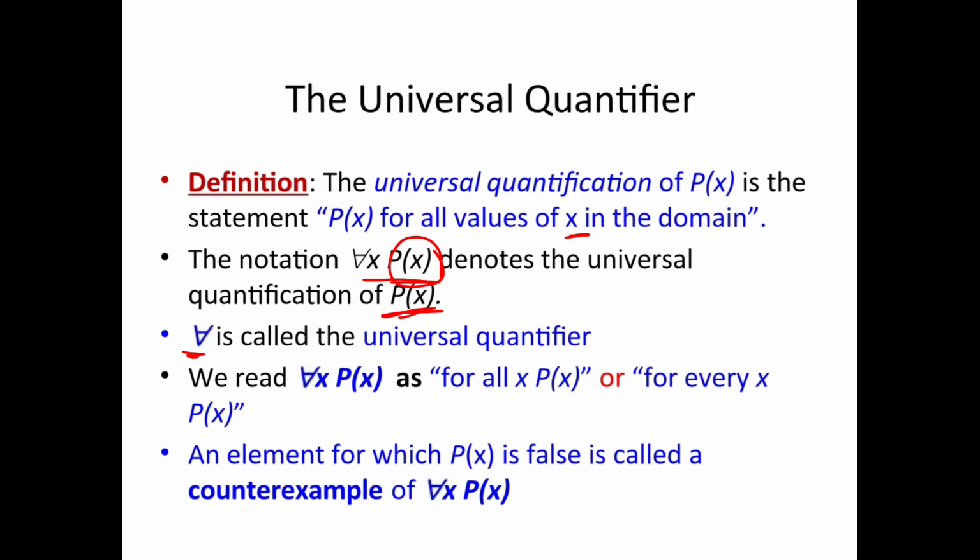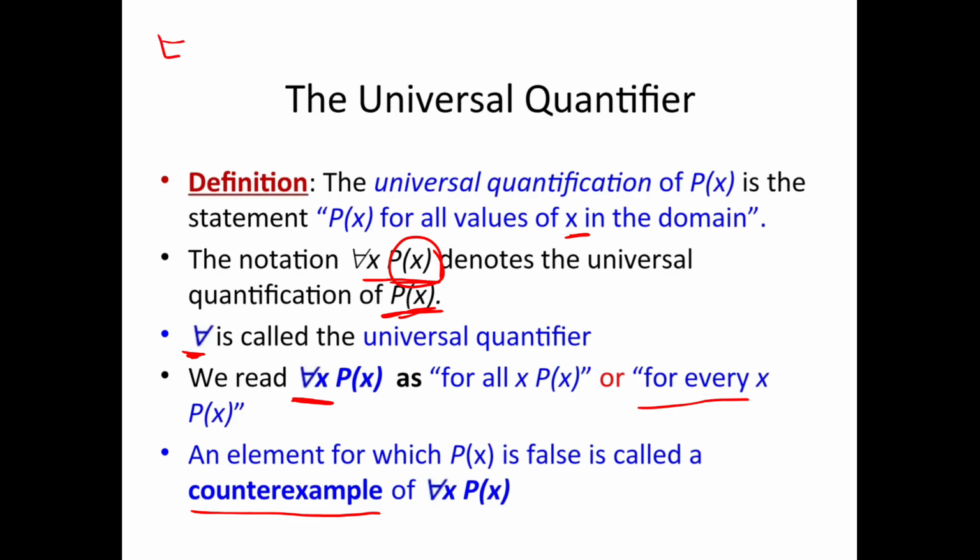So how do we read it? We read it as for all x, P of x, or for every x, P of x. An element for which P of x is false is called a counterexample of for all x, P of x. For example, we have a universal quantifier.